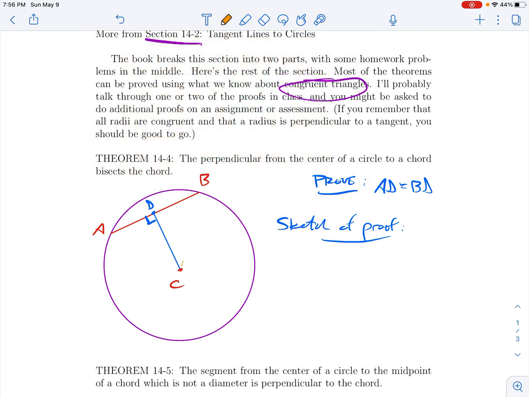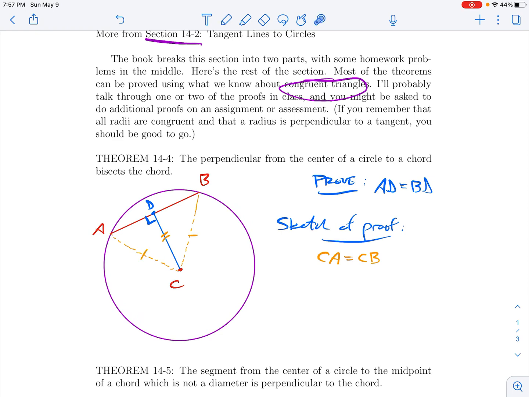What if I draw in the segment CB and the segment CA? These are radii of the same circle, so they're congruent. So CA equals CB. And CD is congruent to itself.